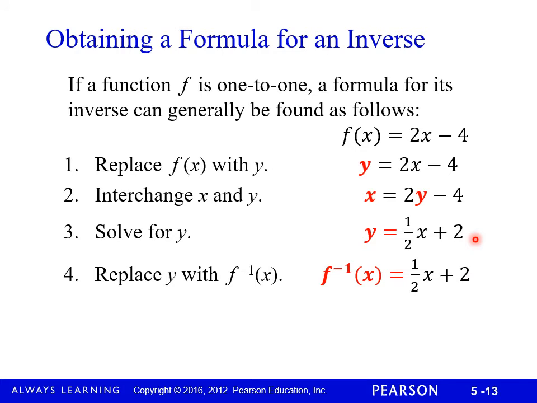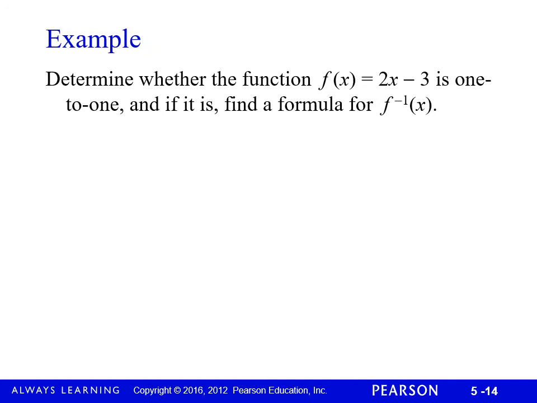The last step is just to put it back into functional notation. And again, now we replace y with f inverse. Okay, so now we have the inverse relation in functional notation. So again, these steps are: we replace f of x with y, we interchange x's and y's, we solve for y, and then we put the notation back in place by using the f inverse notation.